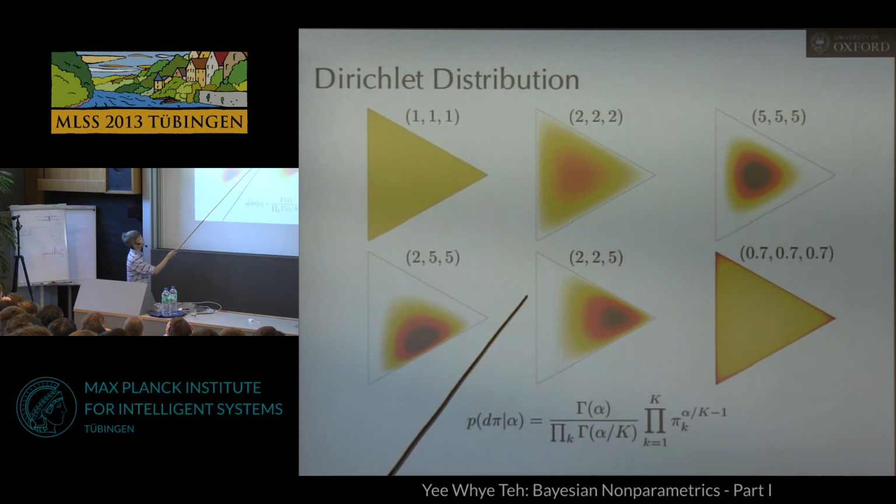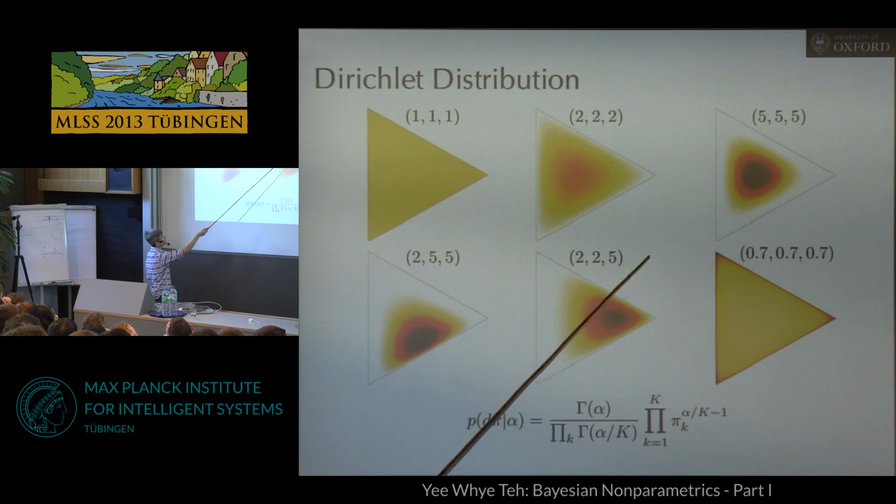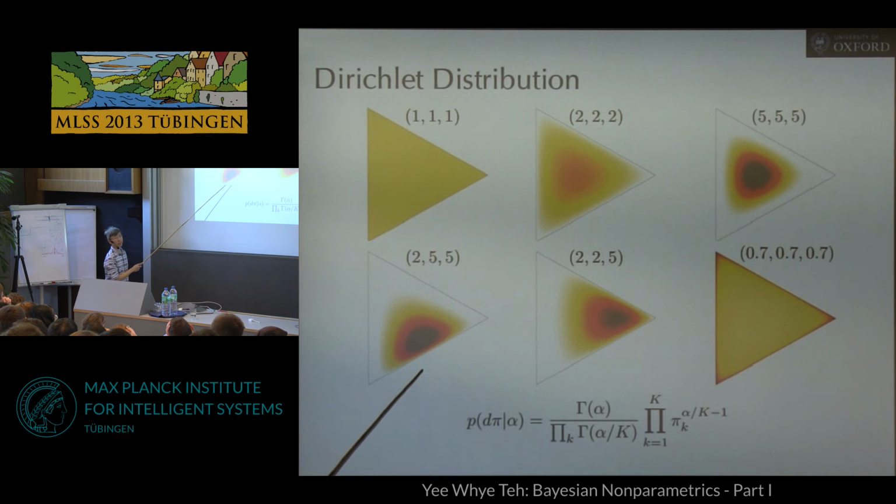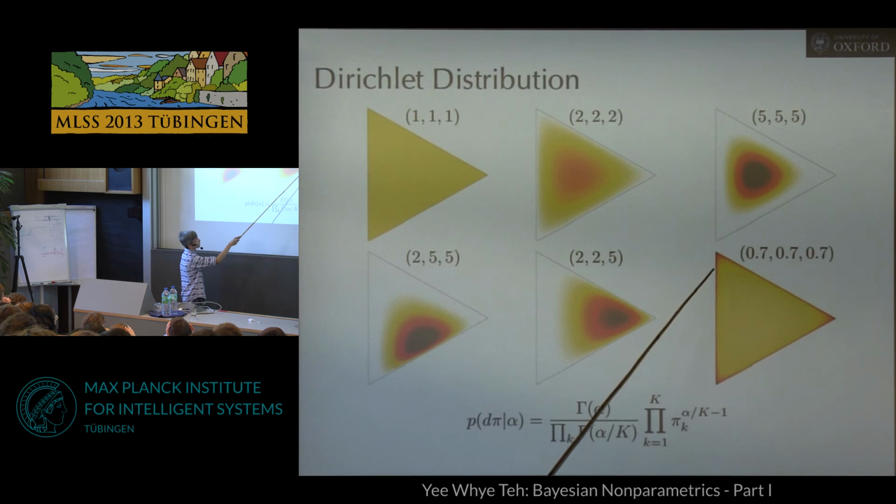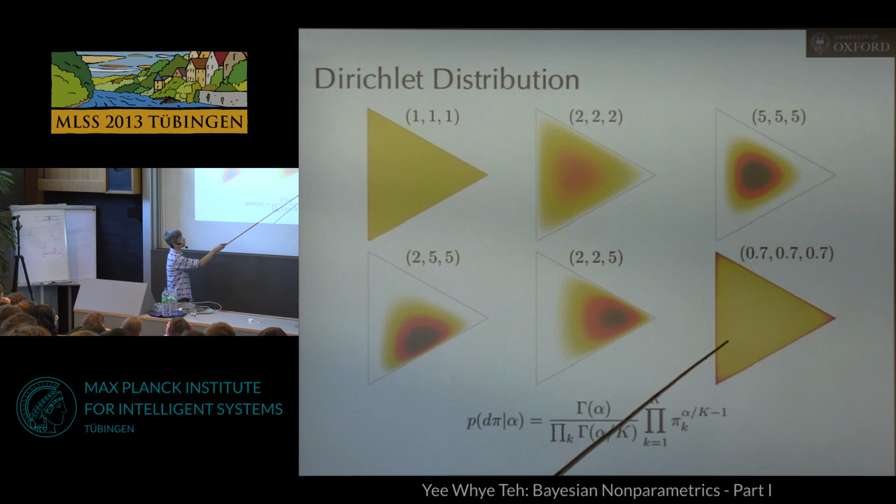When the parameters are greater than 1, we get a unimodal distribution over our probability simplex. The color here corresponds to the density of our Dirichlet distribution. Interestingly, when the parameter is less than 1, but greater than 0, then instead of a unimodal distribution, we get a multimodal distribution where the modes fall onto the corners of the probability simplex.